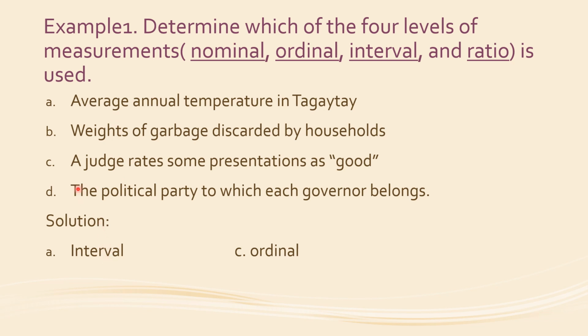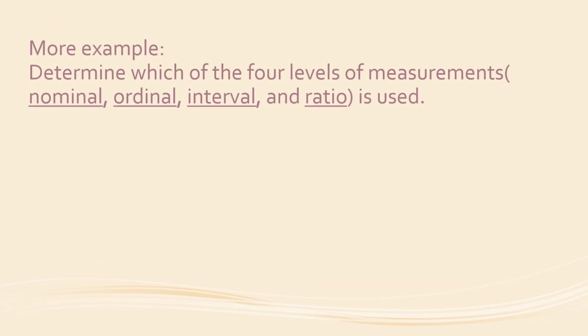Now, look at letter C. The judge rates some presentation as good. So, of course, good is an order. Like good, better, best. So, that is ordinal. And letter B, weights of garbage discarded by household. So, of course, that is ratio. And letter D, the political party which governor belongs, that is nominal. So, political party, susulat mo lang. Next, let's have more examples.